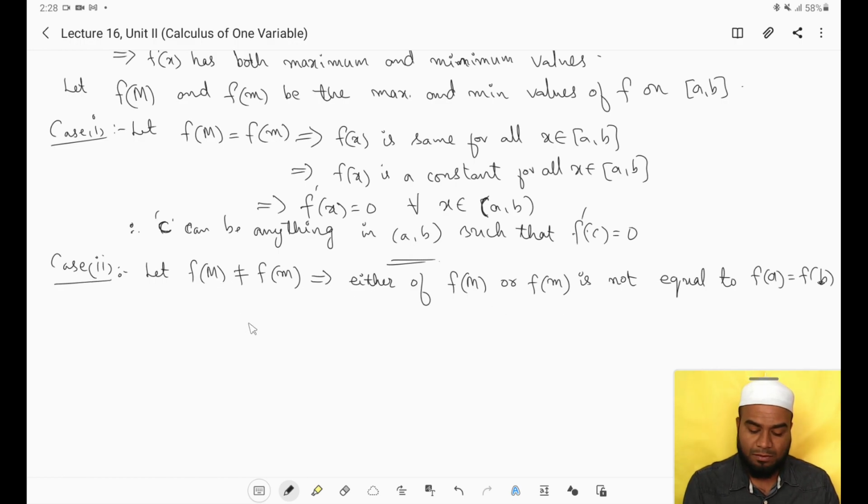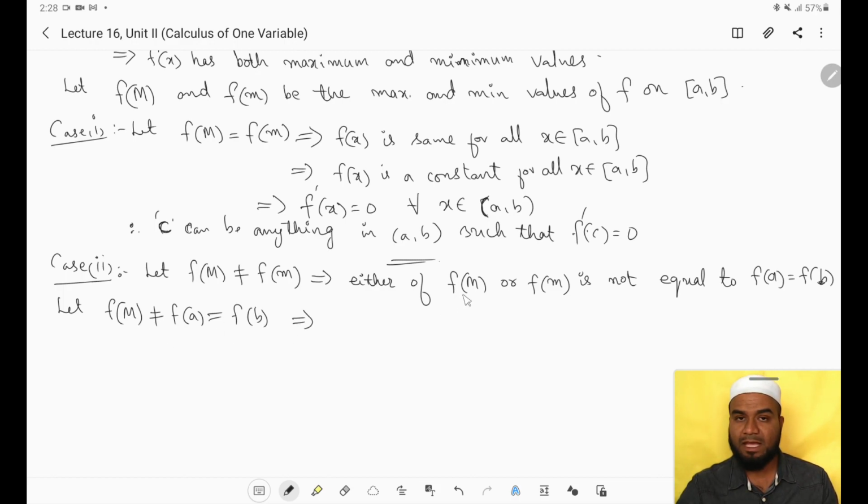So either f of capital M or f of small m is not equal to f of a and f of b. So what I am assuming, specifically, is that f of capital M is not equal to f of a, which is equal to f of b. Right, then what will happen? See what is happening. I'm taking that because either of f of capital M or f of small m is not equal to f of a equal to f of b, specifically I'm taking f of capital M as not equal to f of a equal to f of b.